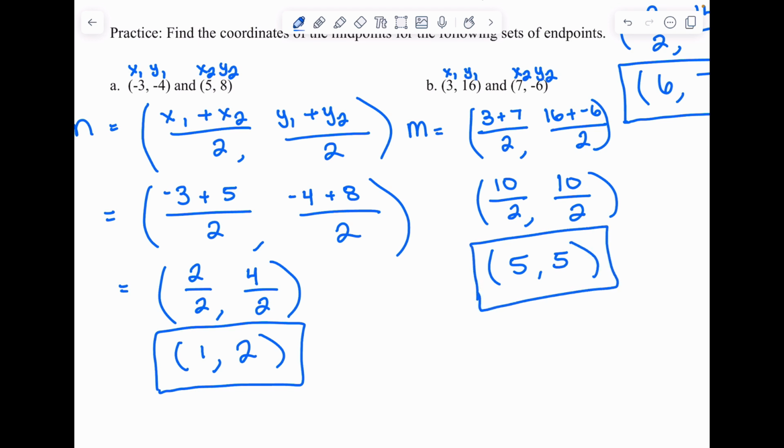And so that is how we find the midpoint of two coordinate points. The midpoint is directly in the middle of the segment, so it makes sense that in order to find the midpoint, we take the average of our x-coordinates and our y-coordinates of the endpoints of our segment.